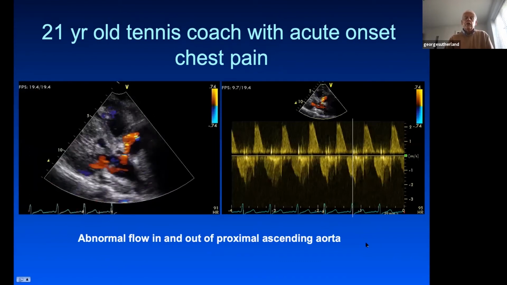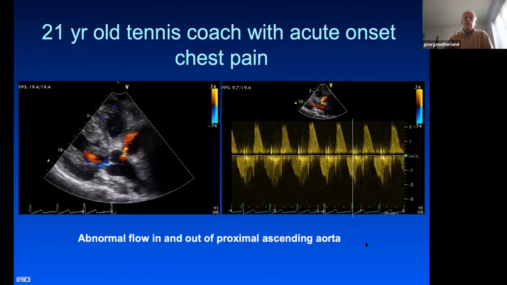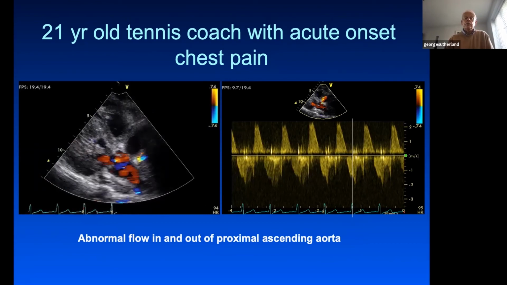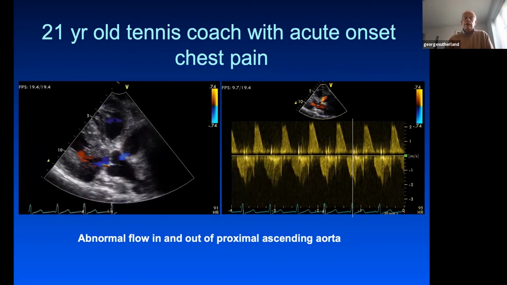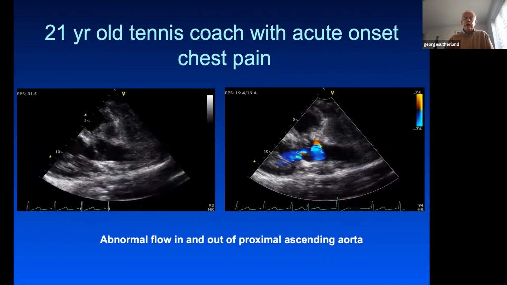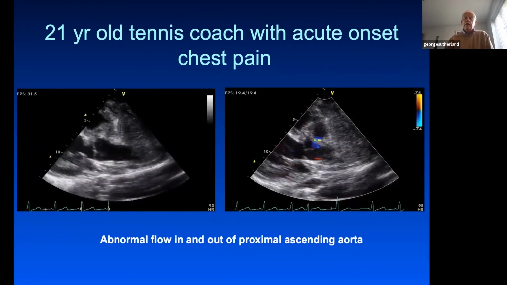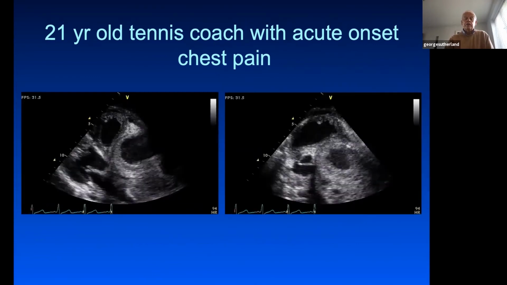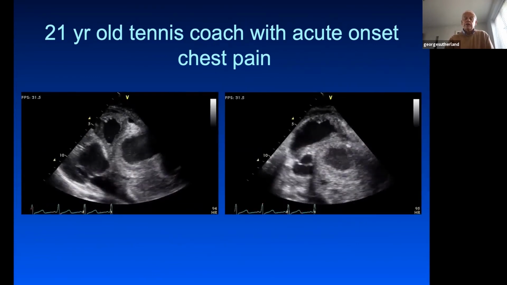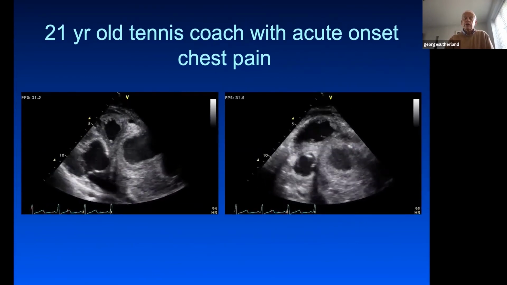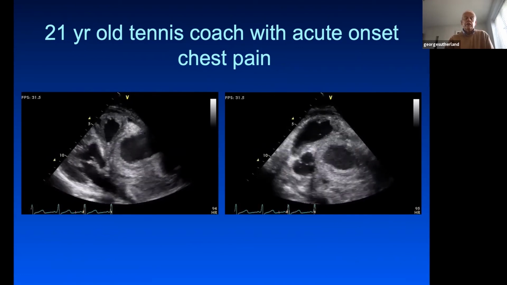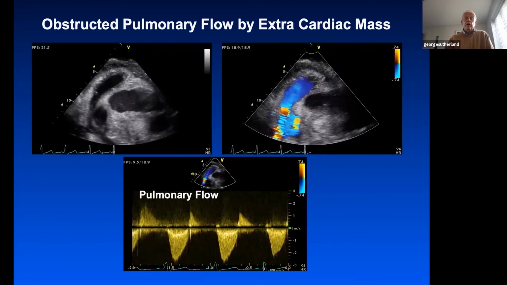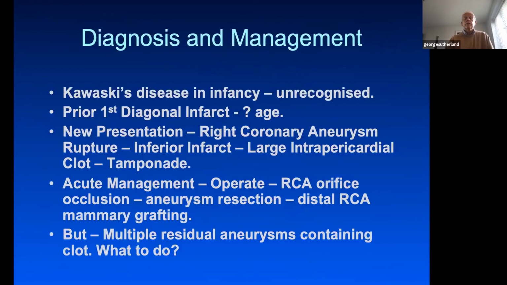When you then look at the flow in and out of that cavity, it is obstructed coronary artery flow. So he has right coronary artery connection to this lesion outside. Now we start to look at flow within the mass itself, and you will see that this mass has a central flow. You see spontaneous contrast, and the mass within the pericardium is compressing the pulmonary artery. The pulmonary artery flow is mildly stenotic.